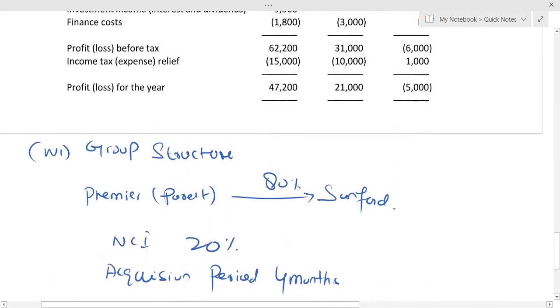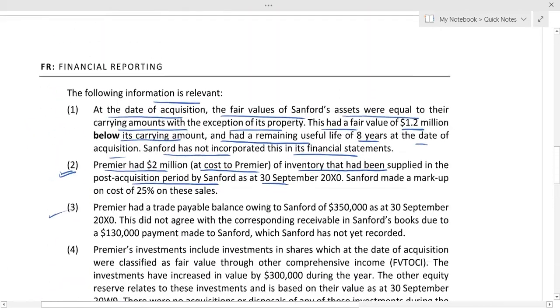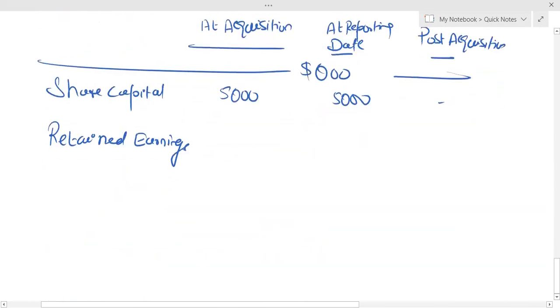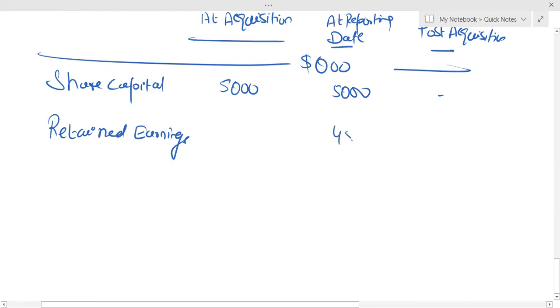Retained earnings. Now let's come here. Subsidiary's retained earnings on reporting date is 4,500. The main thing is we need to find out the subsidiary's retained earnings at acquisition, because the examiner has not directly given us the retained earnings of the subsidiary at acquisition. So how to calculate? Now please try to understand.